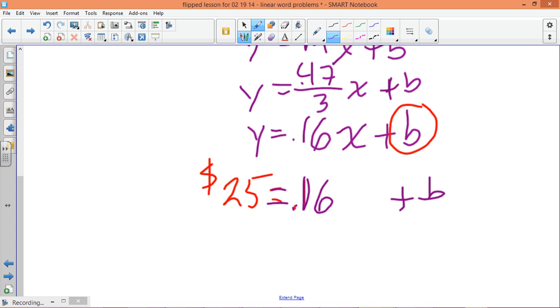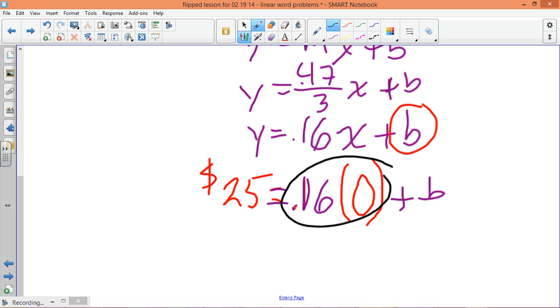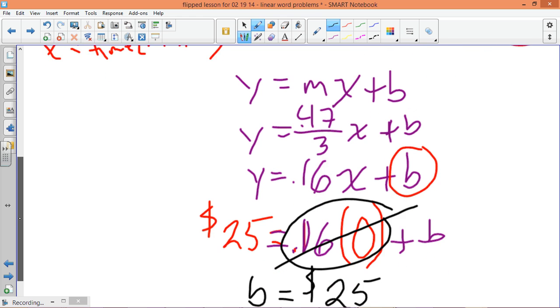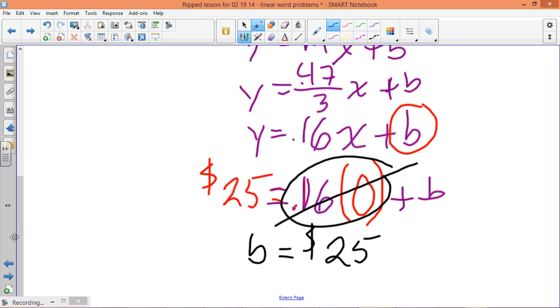And what is my x? My x is when new. What is the time value when my savings bond is new? It's 0. Okay? So look what happens here. 0.16 times 0 is just 0, and b, my y-intercept, is $25, which makes a lot of sense because remember what the y-intercept means: the value when time is 0, or when x is 0. Well, when I buy it as new, I pay $25 for it, so that's my y-intercept.